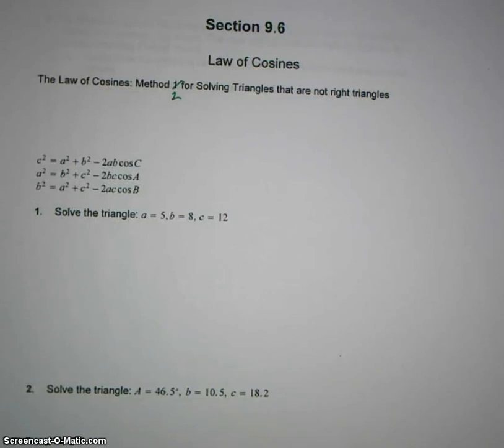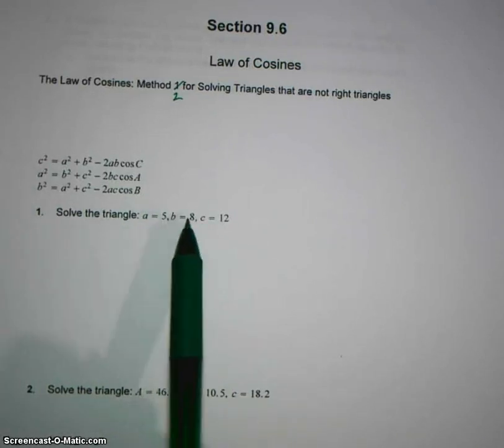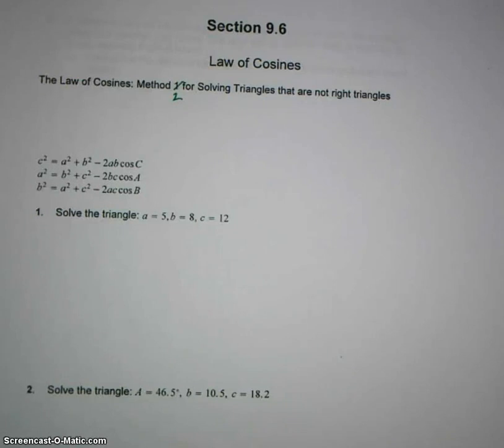Okay, so the big difference between the law of sines and the law of cosines. The law of sines, you'll remember, in order to use it, we always needed to know a pair. What if you don't know a pair? What if you don't have a big A and a little a, or a big B and a little b? That's where the law of cosines comes into play. So here's an example. We have all 3 sides, but we don't know any angles.